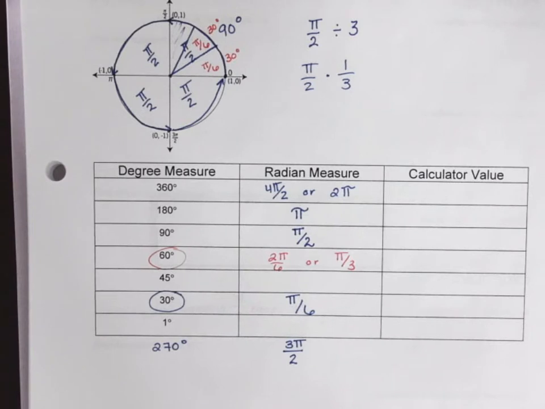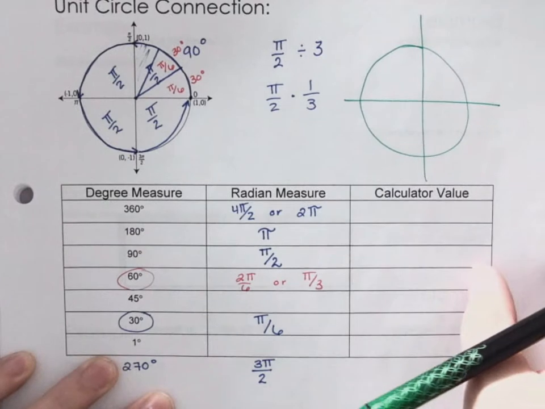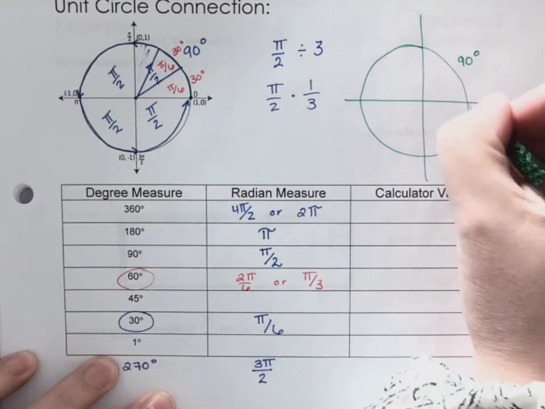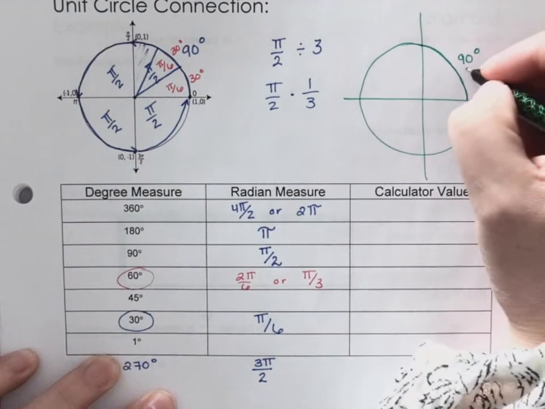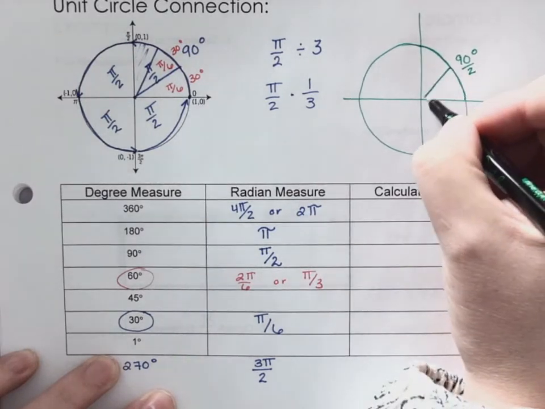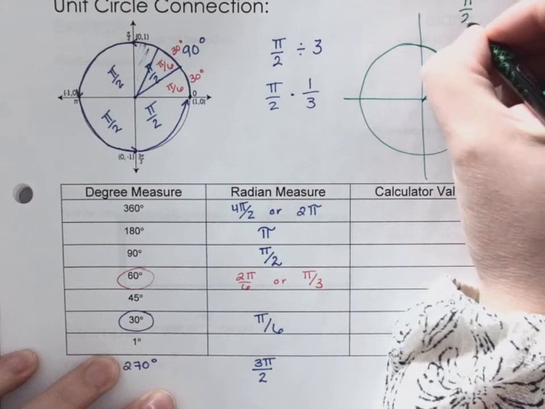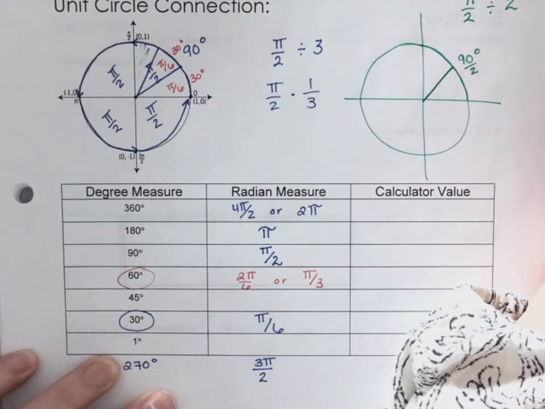Okay, 45, half of 90, right? I'm just going to draw a new unit circle here. It's not as pretty as the one that the computer did for me, but we'll go with it. So we know that this whole thing is 90 here. What's 45? It's half, so it's 90 divided by 2, so 45 would be right there. If we know 90 is pi by 2, and we're going to divide it by 2, what's 45? Pi by 4.